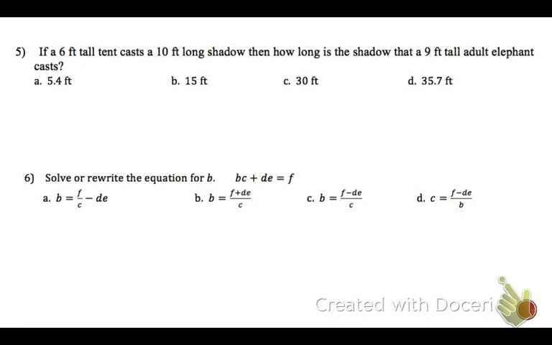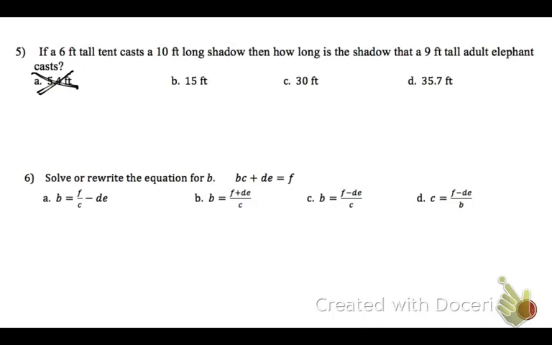Okay, problem 5. If a 6-foot tall tent casts a 10-foot long shadow, then how long is the shadow that a 9-foot adult elephant casts? So let's just start by looking at our answers and seeing if we can cross any of these off. First of all, the tent is 6 foot, the elephant is 9 foot. So there's no way that the elephant's shadow is going to be smaller than the tent's shadow. So we can go ahead and cross off 5.4.